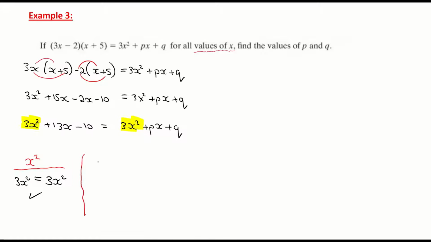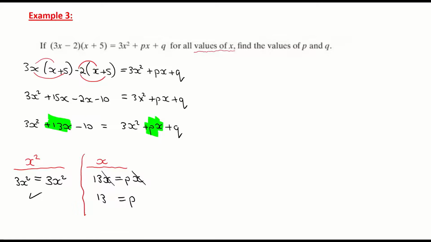I'm now going to come over to my degree of 1, x to the power of 1, and I'm now matching up the plus 13x and the plus px. So I'm pairing up, as I said, the plus 13x and the plus px. So what does that give me? That's giving me 13x is equal to px. So that means I can divide both sides by x, or in other words, they can cancel out. So 13 is equal to p. And there's my value for p.